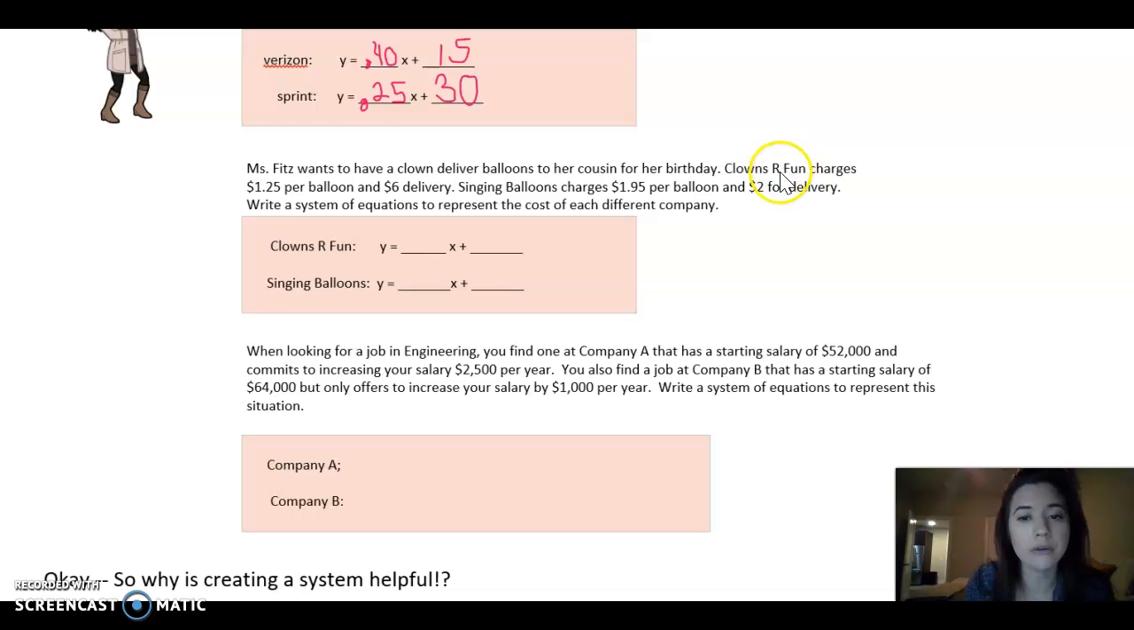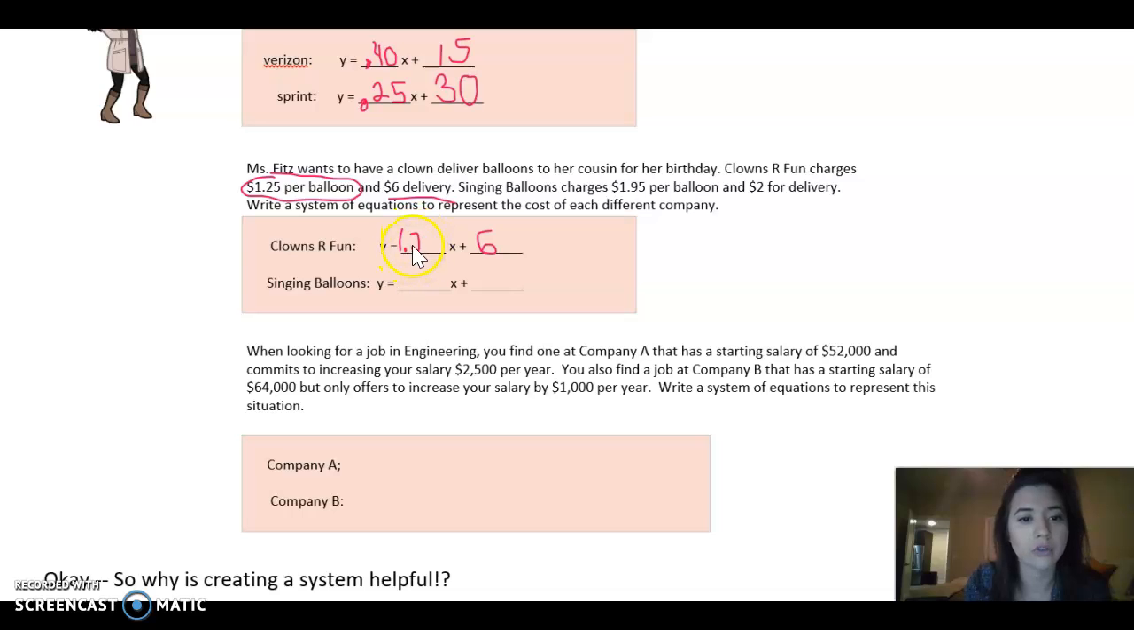Okay, so for the balloons, Clowns Are Fun was $1.25 per balloon, and then a starting $6 delivery fee. So no matter what, you're for sure paying that $6 delivery fee. And then you're adding $1.25 to that, depending on how many balloons. That is their rate per balloon. So that is the number that goes next to our x.